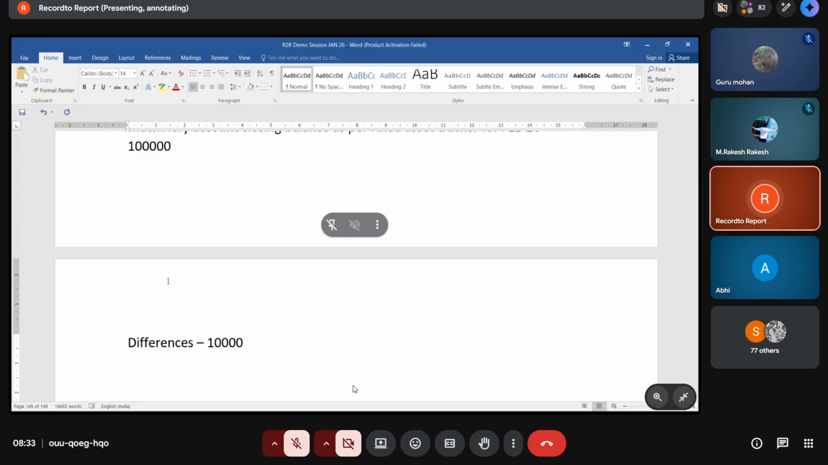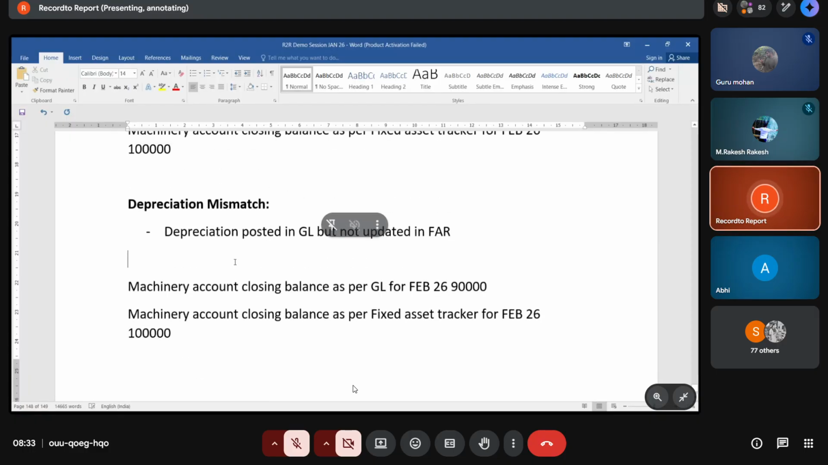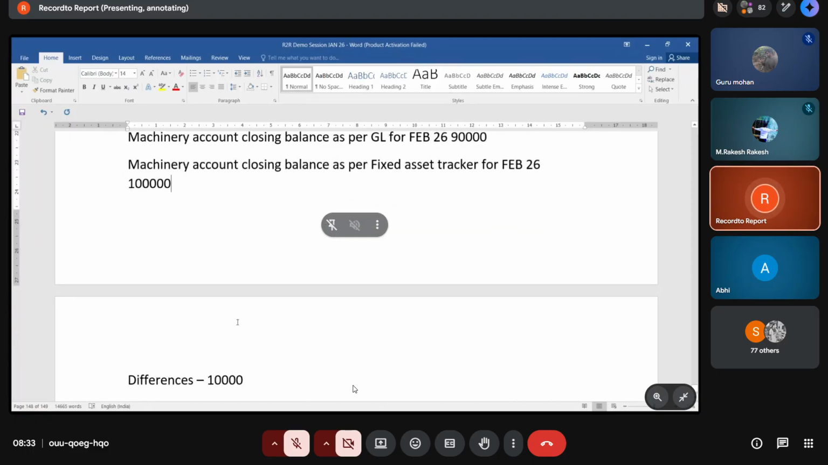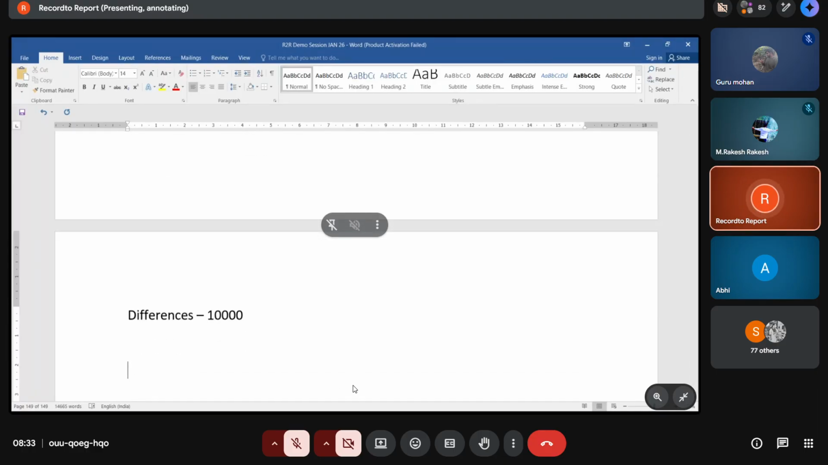Depreciation has to be posted in the current month. So it has been posted, but in the fixed asset tracker, they did not update it. So we need to request the fixed asset tracker team to update that. Okay. No need to post any entries from our side.